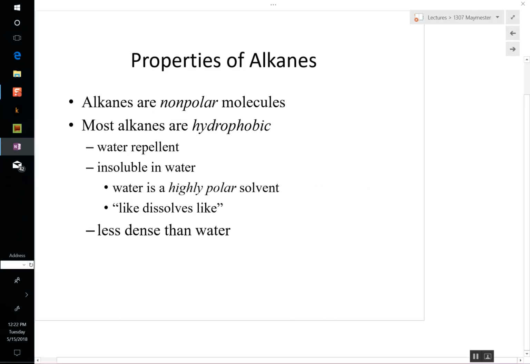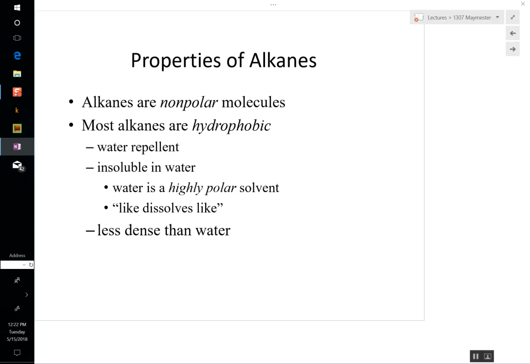Okay, let's take a few minutes break. Well, let me finish the properties. We'll take a break till 12:30, and then we'll do reactions when we come back from the break. Remember, I told you there's going to be four things. What are alkanes? How do you name them? How do you draw them? And how do they react?